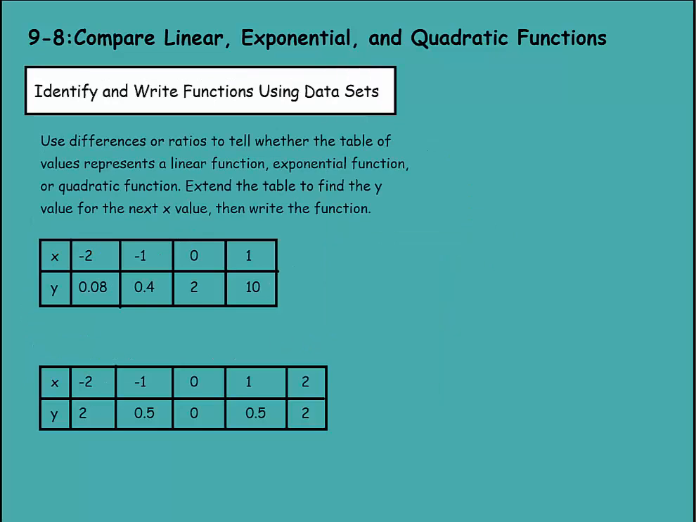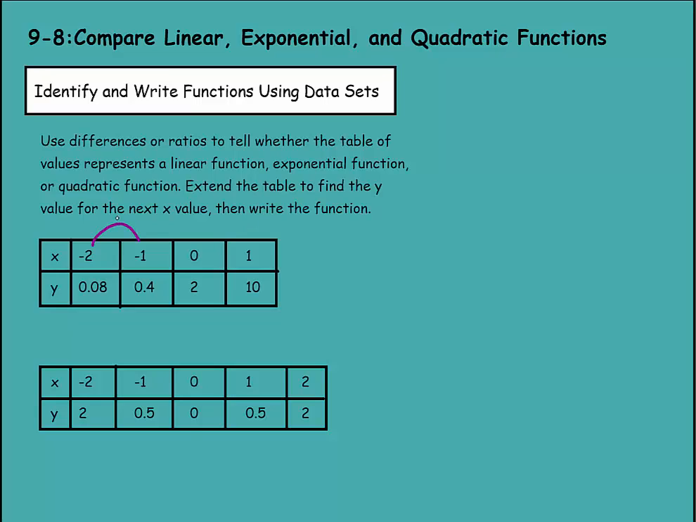We could do the same thing with data sets now. So it says use the differences or ratios to tell whether the table values represent a linear function, an exponential function, or a quadratic function. Extend the table to find the y value for the next x value, then write the function. So as we're looking for the changes between negative 2, negative 1, 0, and 1, that should tell us what kind of function these are.